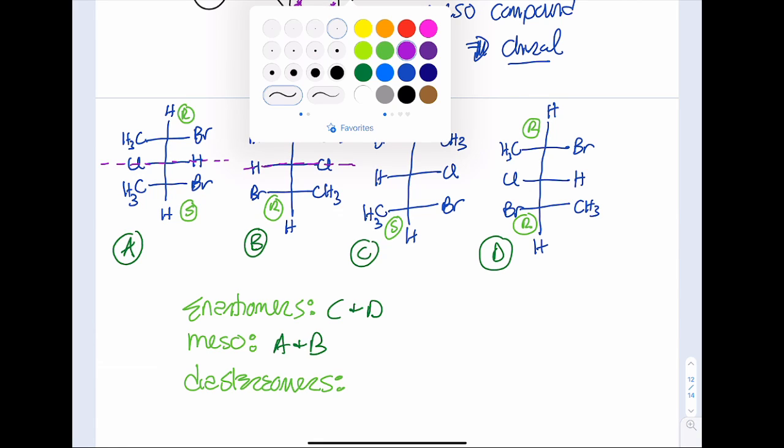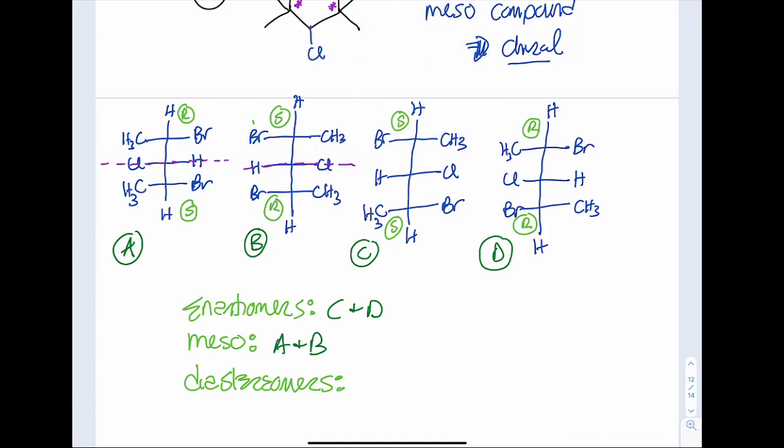If they're meso, they're actually the same thing. So when I do diastereomers, I'm actually going to think of A and B, right, they're superimposable. They're essentially the same. So I'm going to think of them as the same. So A, B, and C are going to be diastereomers. And then A, B again, I'm lumping together, and they're diastereomers of D. So those would be my combinations for this one.